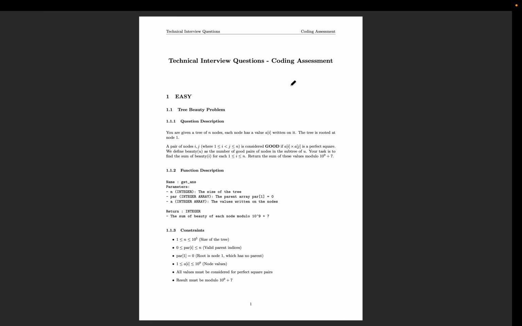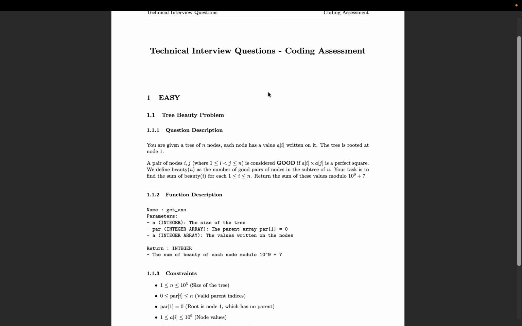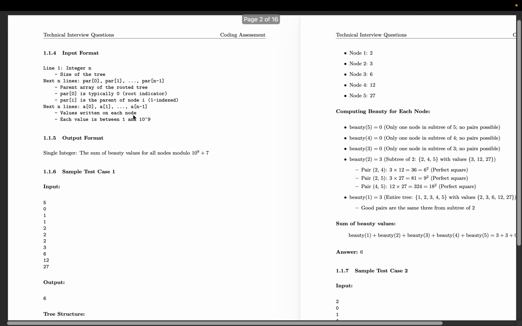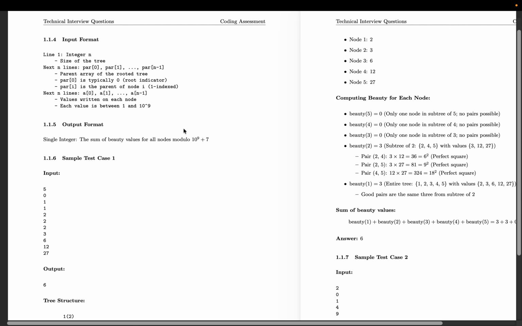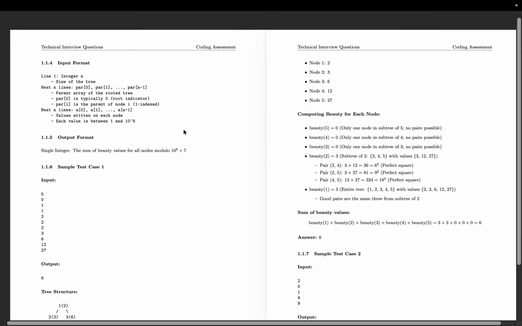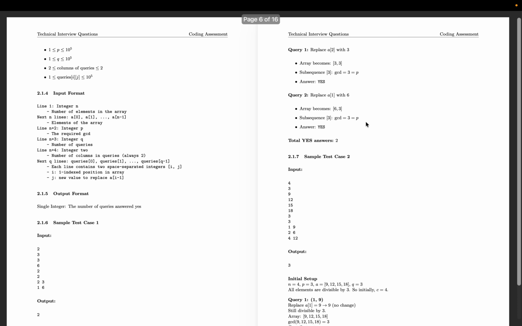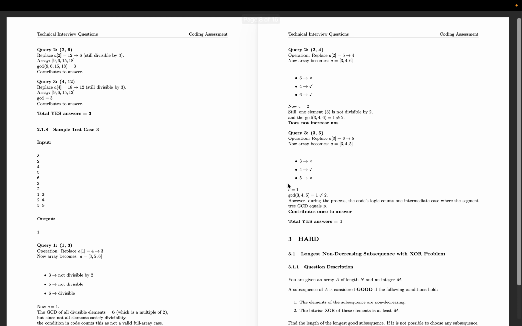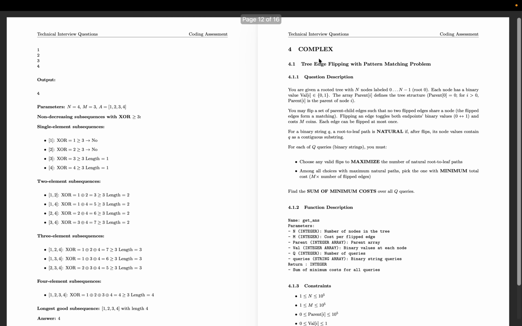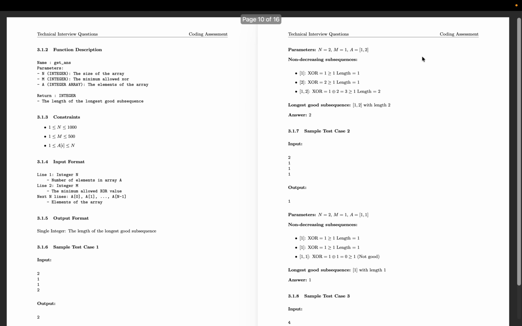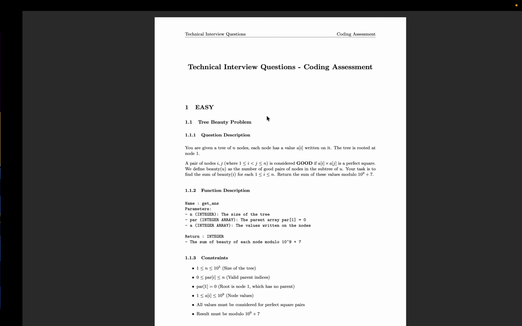You can check this technical interview question, the coding assessment. That is an easy problem, the tree beauty problem. A question description will be there, a function description, then the input format and output format. This is a tree structure. Next is a medium level question, the good subsequence with GCD problem. Everything is mentioned. Next is the hard question, and after that the complex question will be there, the tree edge flipping with pattern matching problem. So this is all about the technical interview question or coding assessment for Infosys.